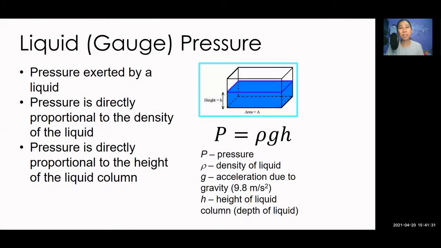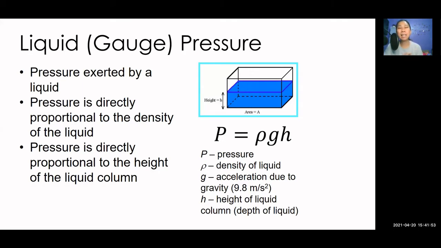So for this tutorial, ituturo ko sa inyo ang liquid pressure. So in my previous video, dinischuss ko doon yung tungkol sa pressure. So ngayon naman, ang i-discuss natin is about liquid pressure or ito yung pressure na ini-exert ng isang liquid. So sinasabi natin dito that pressure is directly proportional to the density of the liquid and this is also directly proportional to the height of the liquid column.